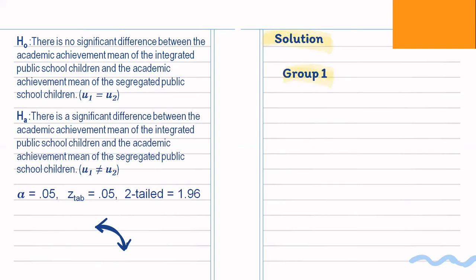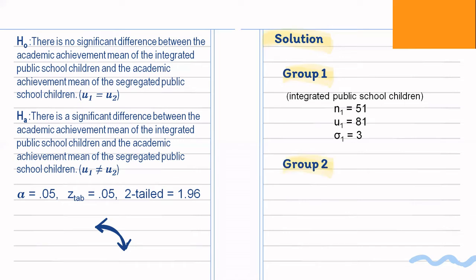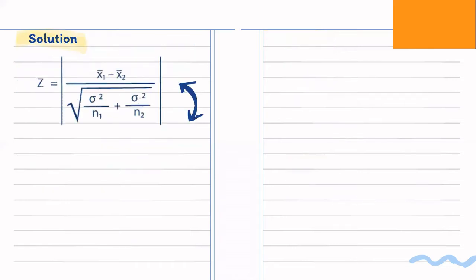And here is our solution. So for the first group, the population of integrated public school children, we have n1 as 51, x̄1 is 81, and standard deviation of 3. For group 2, our second population, segregated public school children, n2 is 101, x̄2 is 79.9, and standard deviation 2 is 3. For our solution, we use the formula for finding the z-test value.